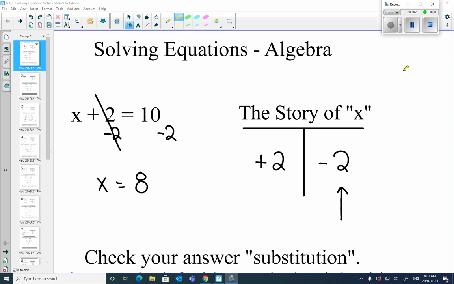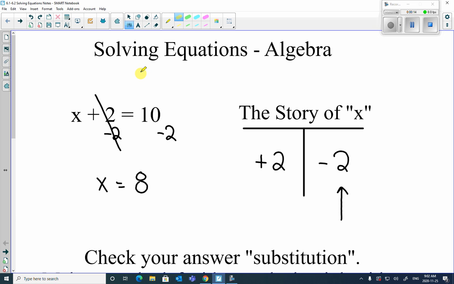Okay, so this is solving equations algebra. I'm going to split this lesson into two parts, the first 7 pages and then the last pages there. So what we're going to do is, the key to solving anything in algebra is you have to be able to get the variable by itself. That's the key thing. So for instance, the variable here is x. We need to get it by itself.